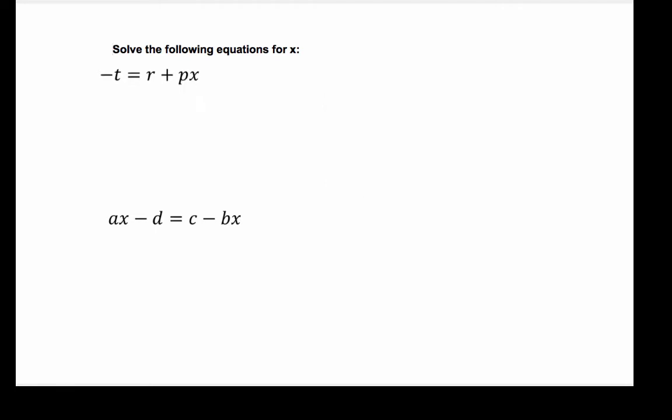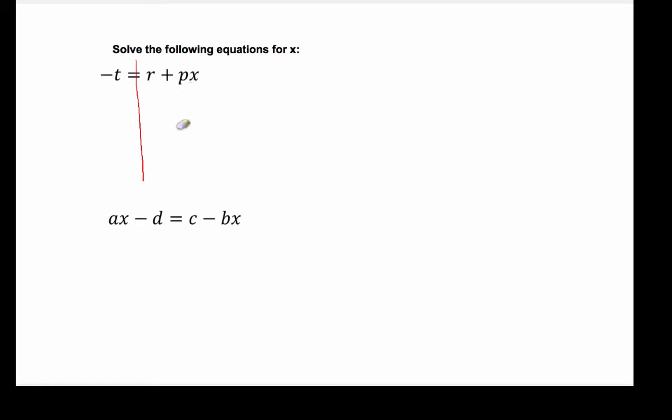What does it mean to solve for x? Well, here's x. X is on the right side of the equal sign. X has a coefficient of p. Now p is a letter, but it's still in the coefficient position, if you will. And remember, it said all the other variables that we're not solving for can be treated as constants. So we just need to look at this minus t and this r and this p as constants or numbers.